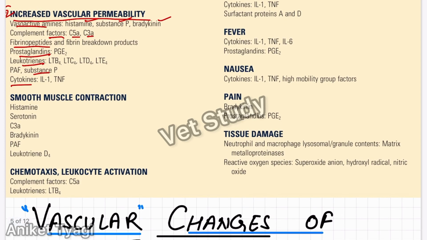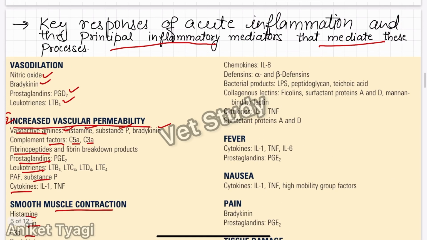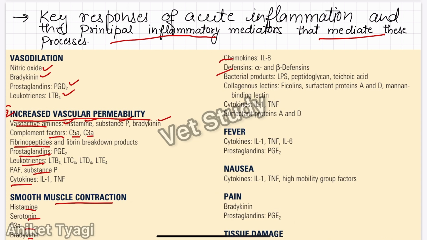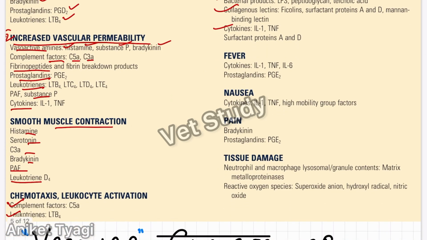And there is also smooth muscle contraction, which is mainly due to histamine, serotonin, C3a, bradykinin, platelet activation factor and leukotrienes. As you can see here, one substance can initiate different processes, right? So you cannot say that histamine only increases vascular permeability. Histamine can also cause smooth muscle contraction. After this we have chemotaxis and leukocyte activation. Chemotaxis occurs mainly due to complement factors and leukotrienes, and chemokines, defensins, collectins and cytokines. You should not remember all these things, but for knowledge you should remember.